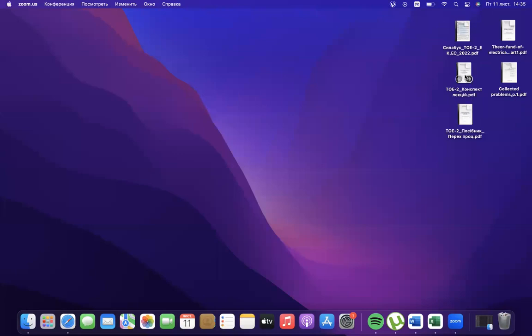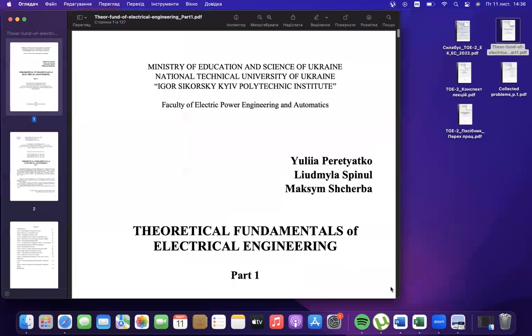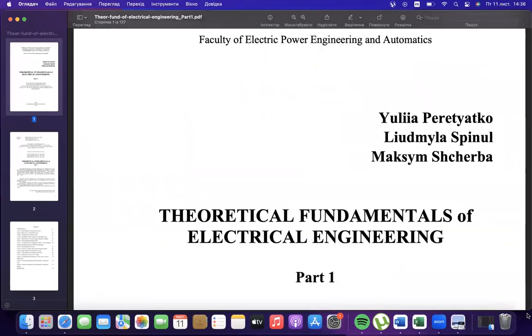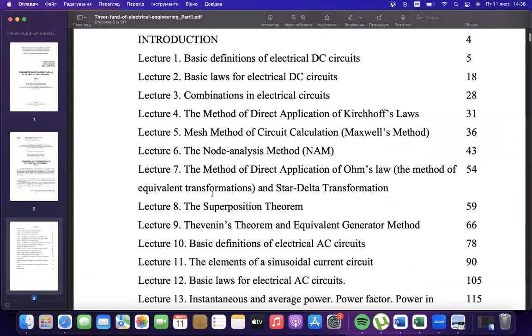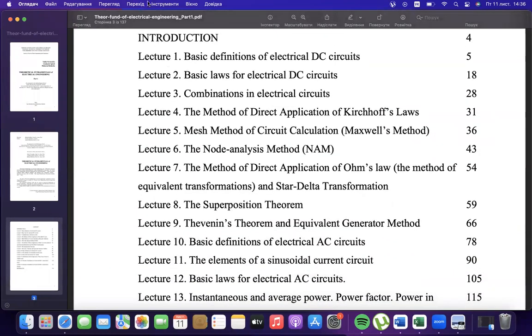Then what did we finish on? We finished on the last topic about direct current, about the so-called Thevenin theorem, or equivalent generator method.